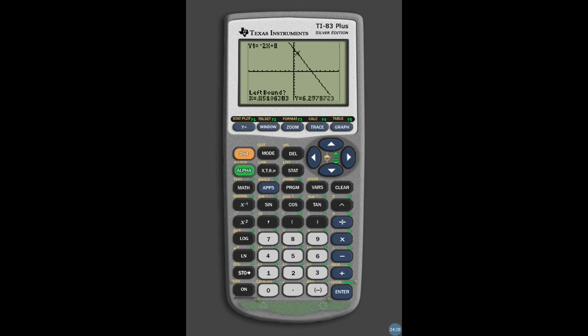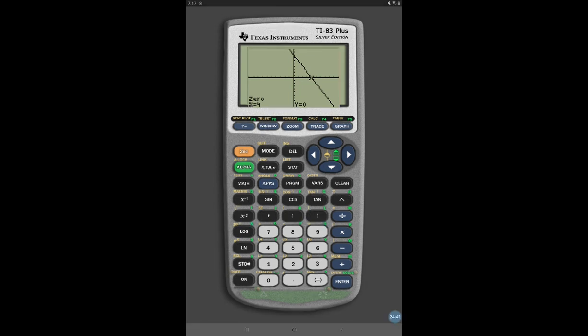So left of the x-intercept, well, the x-intercept is way down, that's the x-intercept-ish. So I got to go left of it, so somewhere over here. Right of it, I got to go to the right side of it, hit enter, and where do I think it is? I think it's like right around here. Then the calculator tells me there's a point at 4, 0. So the x-intercept for that function is at 4, 0.